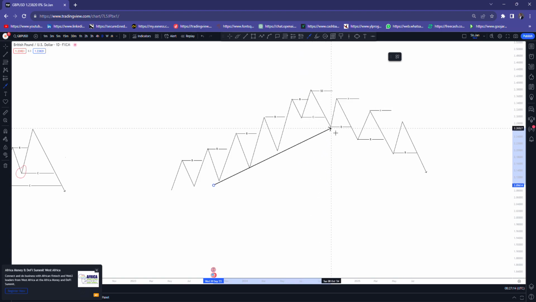We are now anticipating for a push to the downside. Then we come, we see this confirmation. Then this is where our entry comes in. To some, entry will be here.